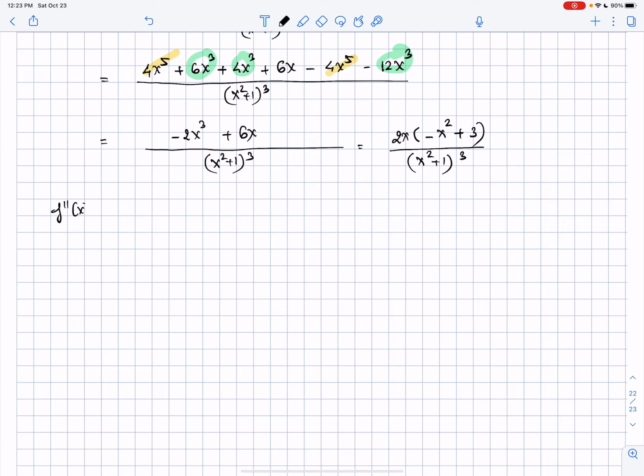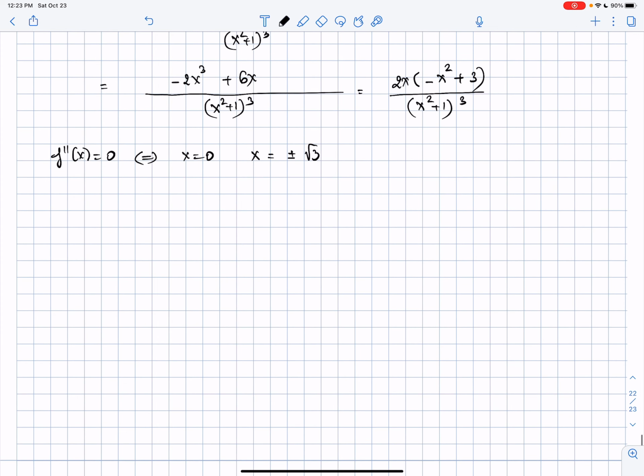F double prime equals 0 when x equals 0 and x equals plus or minus square root of 3 from the top, right? Because the bottom is never 0. Now we plug them on the number line and we are checking the sign for F double prime.